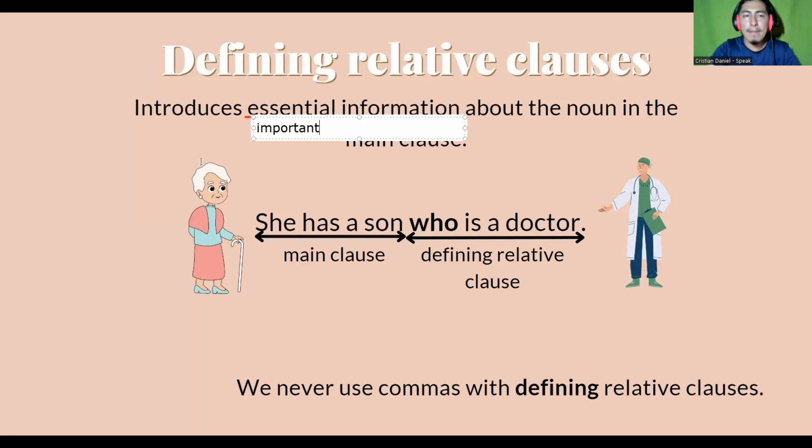All that we mention when we are using the defining relative clauses is important, okay? So pay attention to our example. She has a son who is a doctor. As you can see, this is only one sentence, and it is divided in two parts. The first one is the main clause. The second part is the defining relative clause.